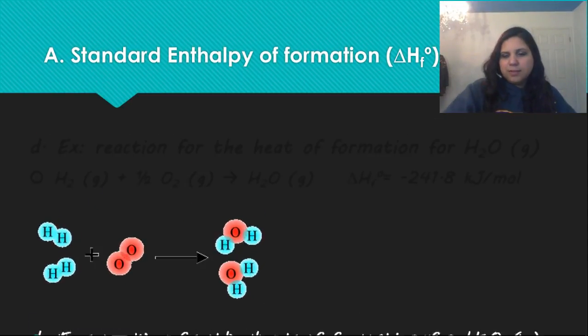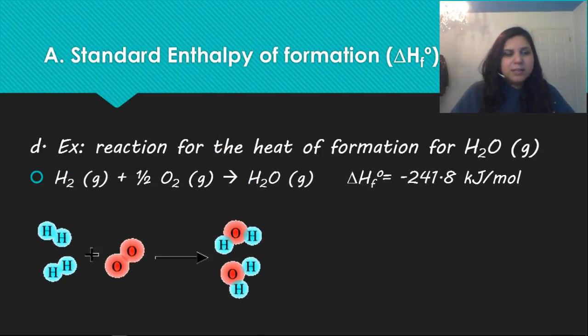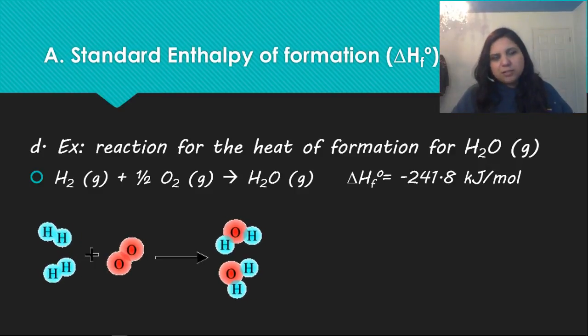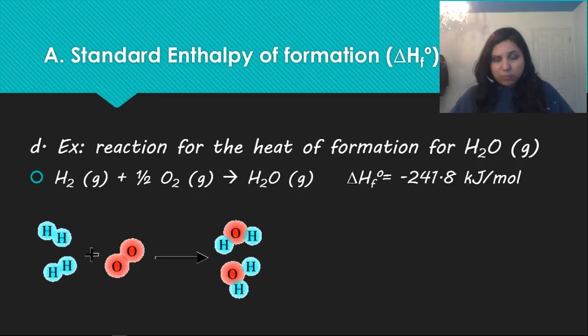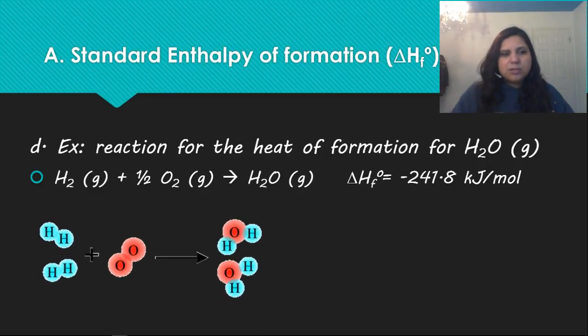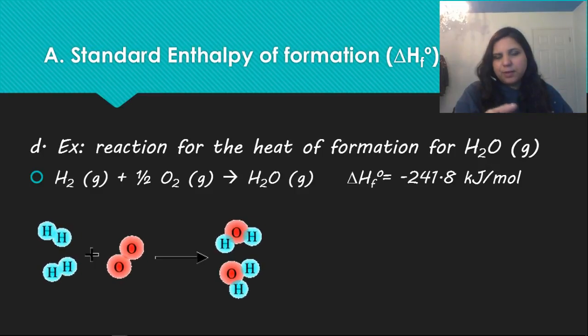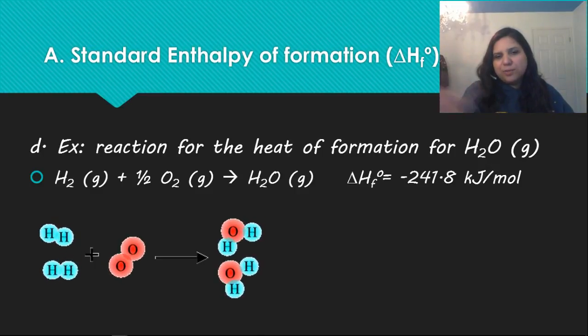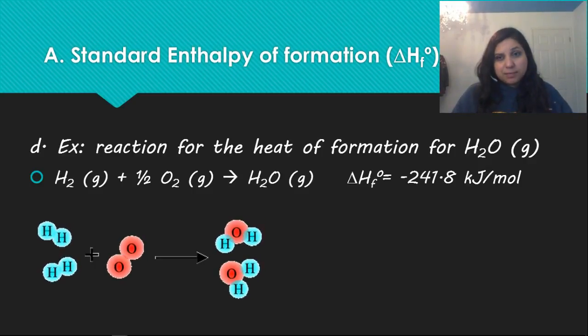So here's an example of the enthalpy of formation for just water. Here you have hydrogen reacting with oxygen to produce 1 water. It's usually written in terms of the production of 1 mole of that substance. So that's why you see that half O2. And you see that enthalpy of formation value, it's negative because making water is a release of energy.